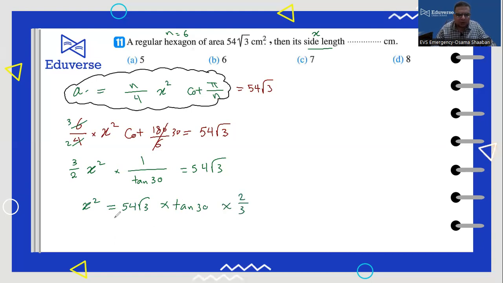You can use the calculator. You will get x power 2 equals 36. Then x equals root 36. You will get 6. So the length will be positive only, not negative. So you choose B.